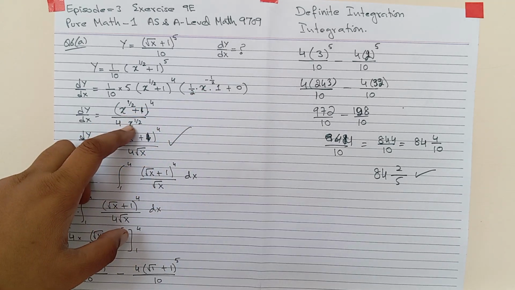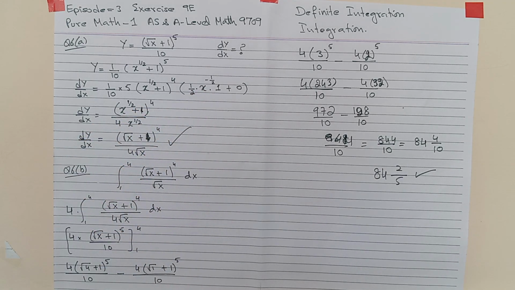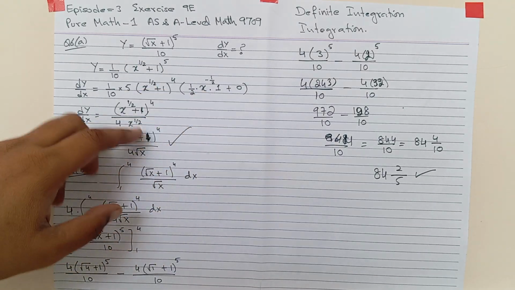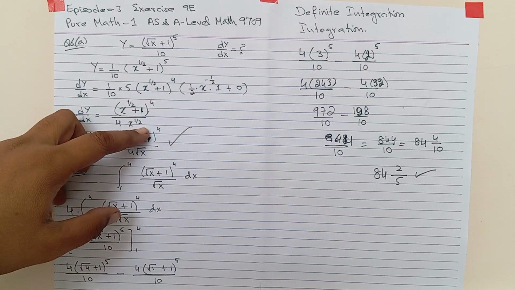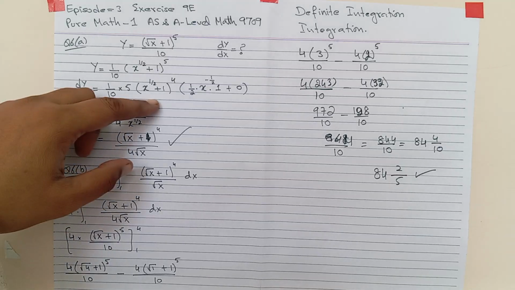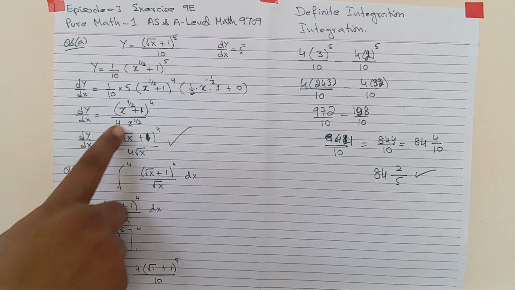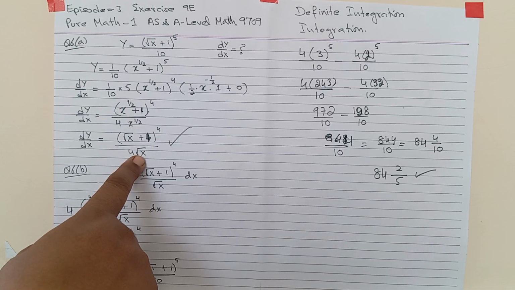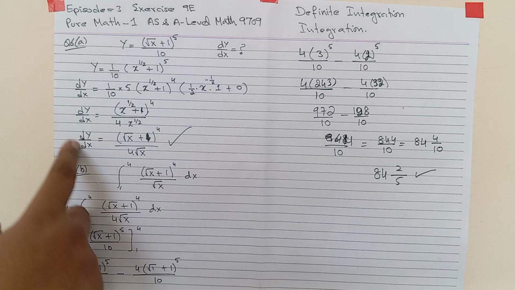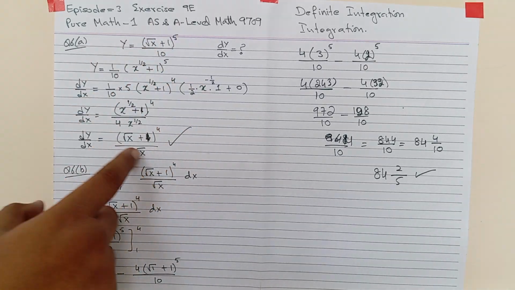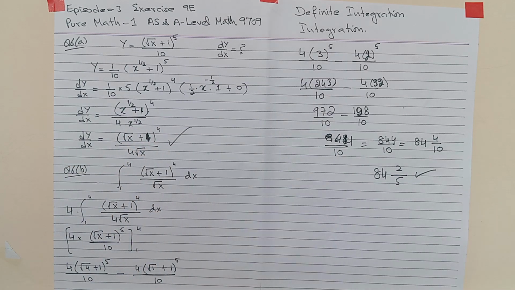This is upstairs, power is negative, so bring it downstairs. So you will have x raised to power 1 by 2 in the denominator, and in the numerator you have this thing. This x raised to power 1 by 2 can be written as the square root, under root of the x. So the derivative of this equation is this. I hope you understand. Okay.